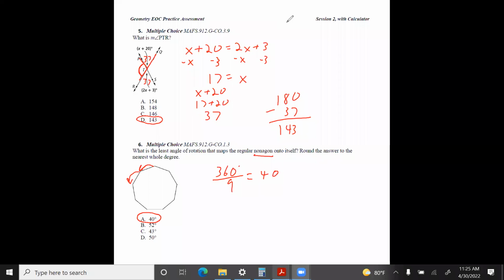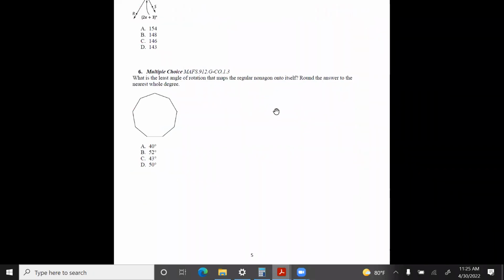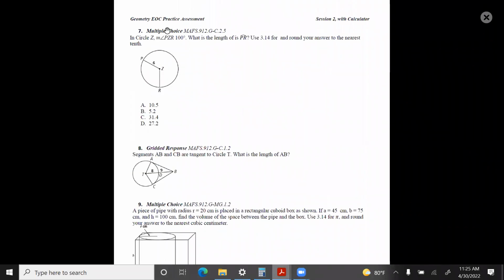All right, do that. No more on that page. Let's go to number 7. Item 7, in circle Z, the measure of angle PZR is 100 degrees. What is the length of arc PR? So this arc. What is the length?